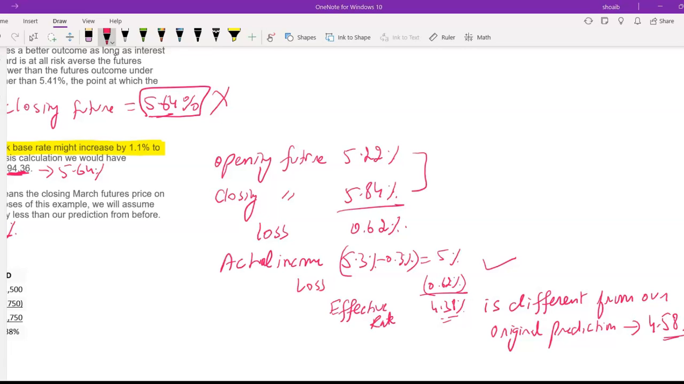Why is it different? Because in future contracts, you are facing basis risk. So what to do if there is a basis risk? We should go to the alternative. We should select the other derivative which is available, which is here, option contract.